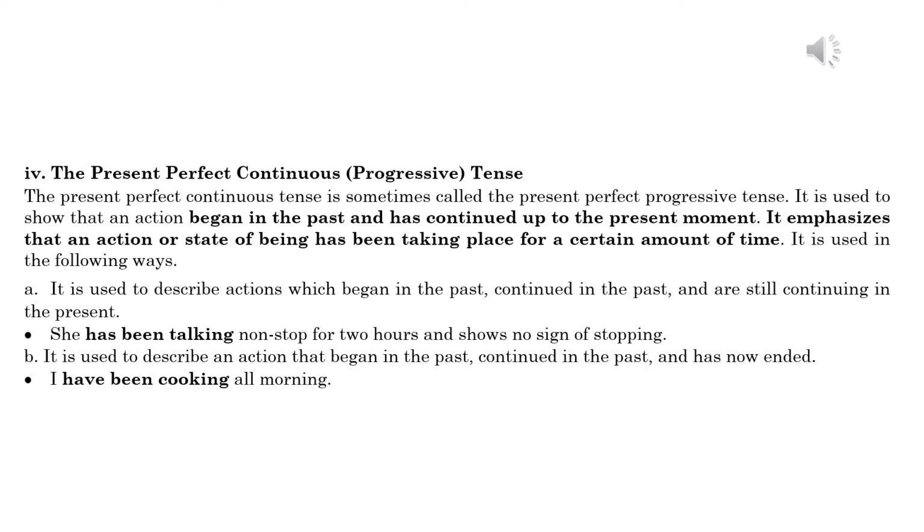A. It is used to describe actions which began in the past, continued in the past, and are still continuing in the present. She has been talking non-stop for 2 hours and shows no sign of stopping. B. It is used to describe an action that began in the past, continued in the past, and has now ended. I have been cooking all morning.